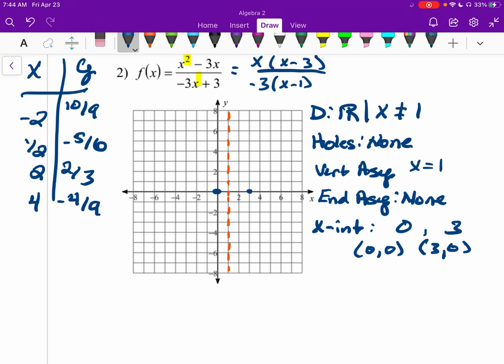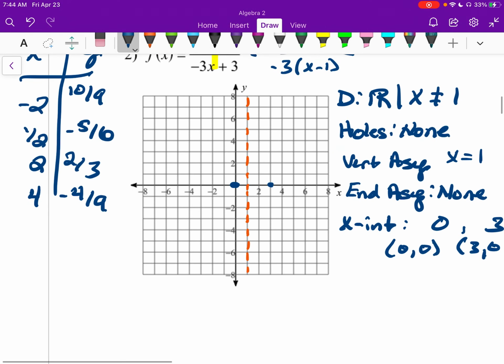So at -2, 10/9 is just going to be a little bit bigger than 1. At 1/2, -5/6 is a little bit less than 1. At 2 and then 2/3, something like this. At 4, -4/9 will be something like that. So it looks like generally what the graph is going to do will be something like this, right? Remember how it always does that funkiness where it just falls down or it rises up near an asymptote.